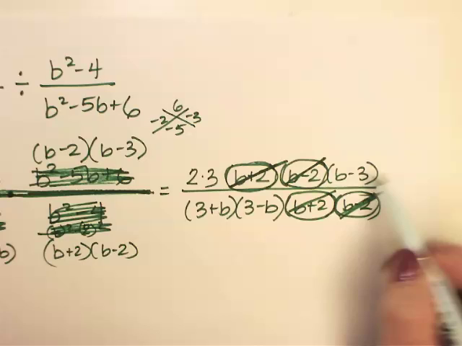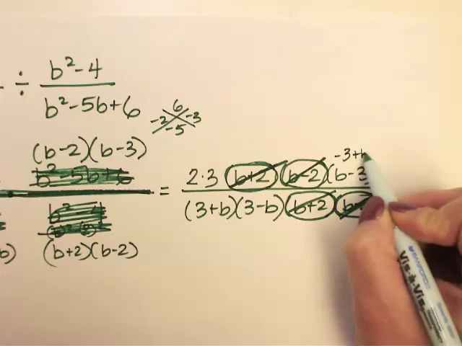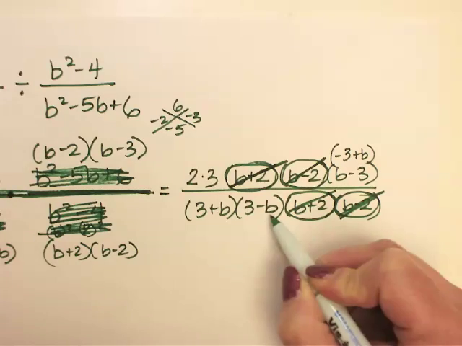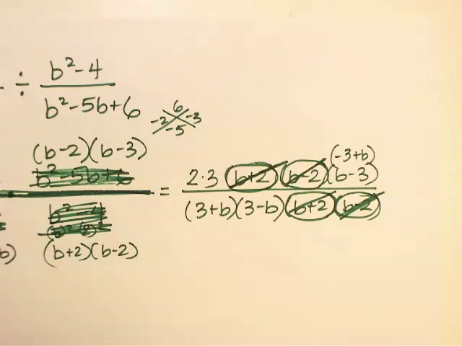Could I change it if I use commutative and just switch it? Wouldn't it be negative 3 plus b? It kind of looks like 3 minus b. It's getting closer. Okay, and that is actually okay because these are exactly the same. It's just the order that is different. Commutative property again.